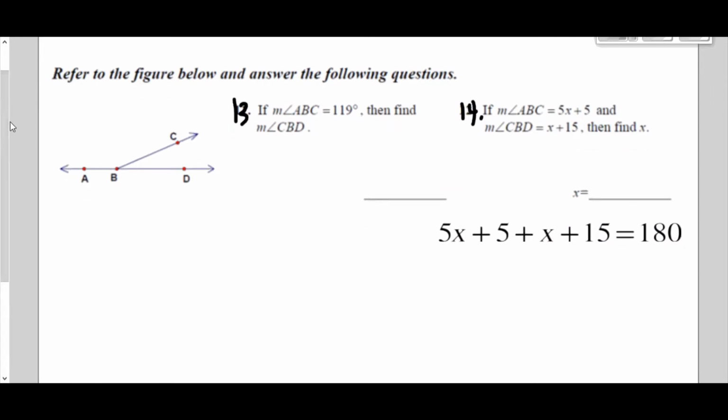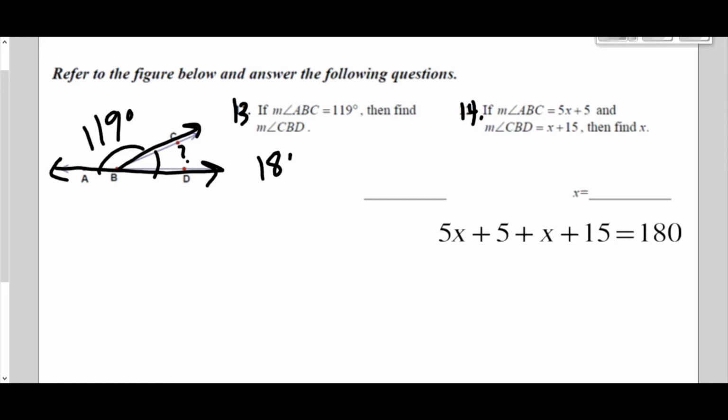So if angle ABC is 119, then find the measure of angle CBD. Again, we're using the fact that these 2 angles have a relationship. So this angle and that angle, that's a linear pair. They have to add up to 180. So if I know ABC, so this angle right here is 119, what is this angle? So I'll just do 180, subtract 119, and that will get me what this missing angle is. So it's going to be 61 degrees.